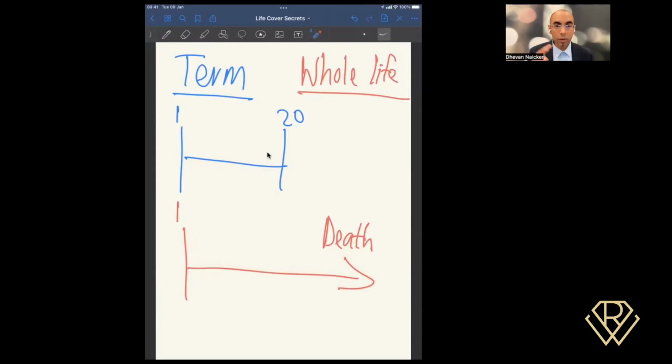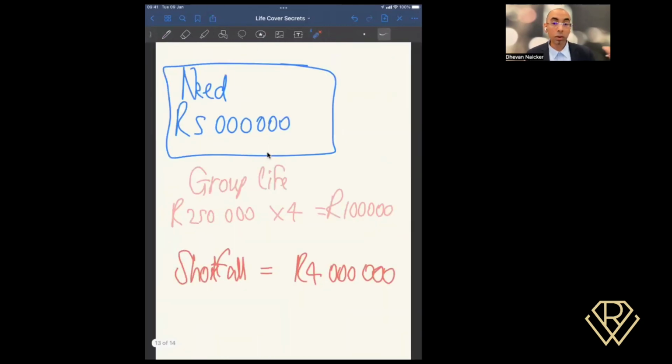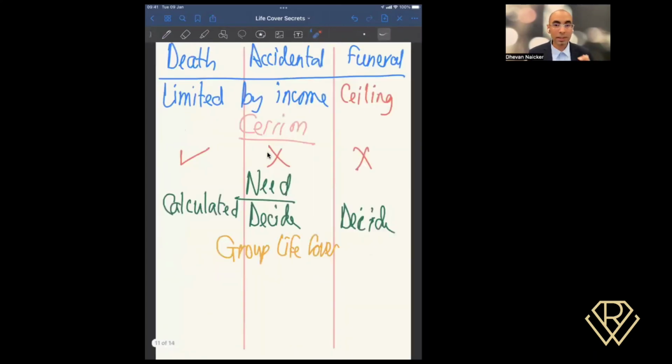So now you've got a few secrets from this video. You know the secret between term and whole life. You also had a recap in terms of what your need is, but now you know you can analyze that against your group life cover. And you know the three different styles of death benefits. You have a death benefit, you've got accidental death, and you've got a funeral benefit. And you sort of understand how the three operate.